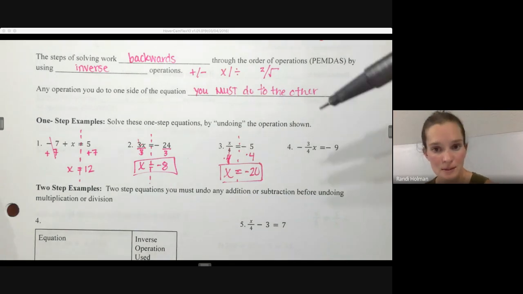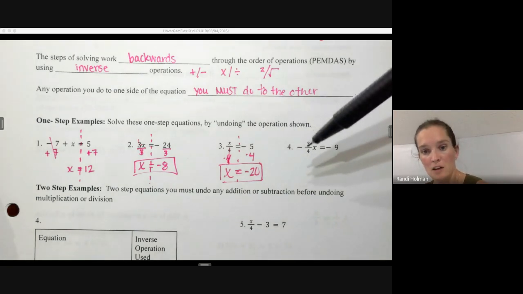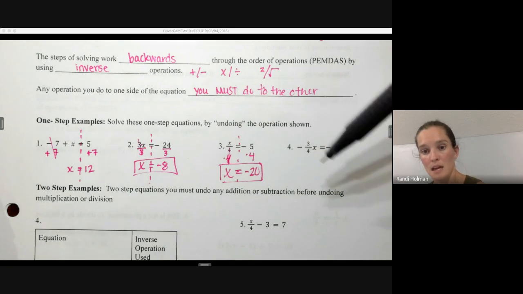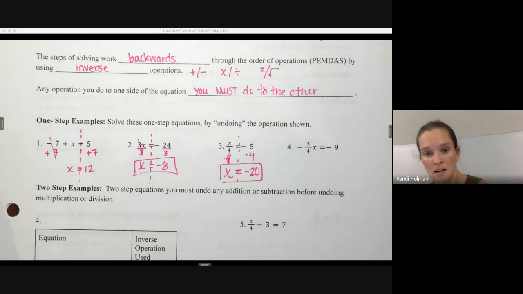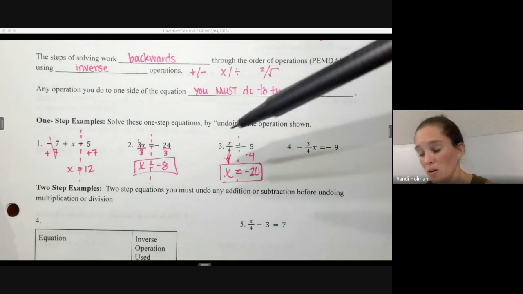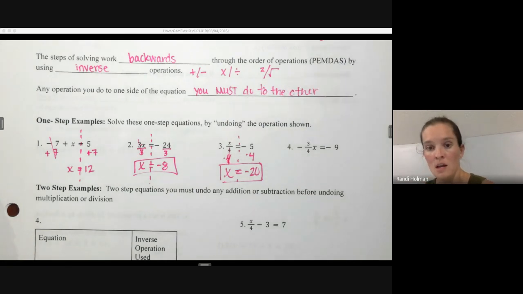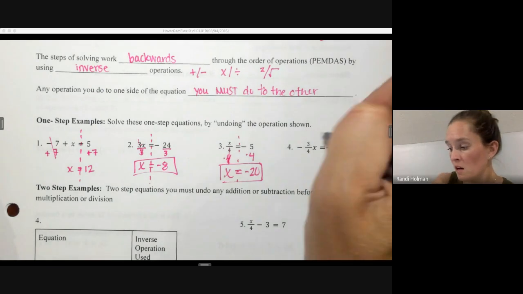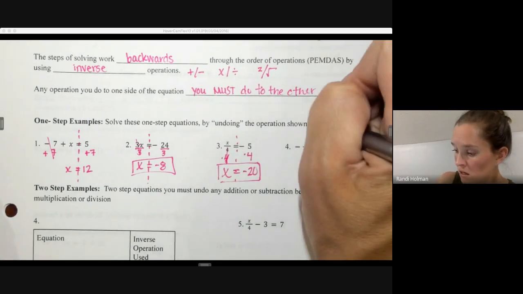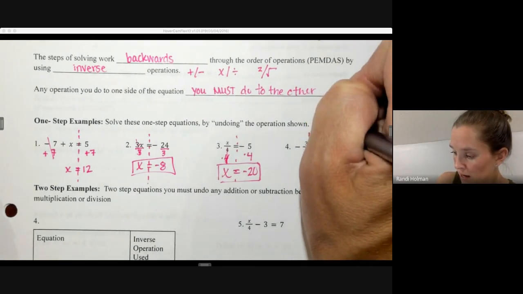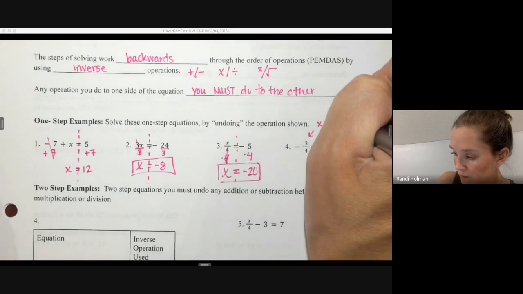Slightly different one. We have some multiplication, but it's a multiplication with a fraction. So -3/4 times x equals -9. You might keep in mind that we don't divide fractions. So I could divide by -3/4. But if you remember what it looked like when we did that division by fractions, we end up multiplying by the reciprocal. So here, to undo a fraction, multiply by the reciprocal.